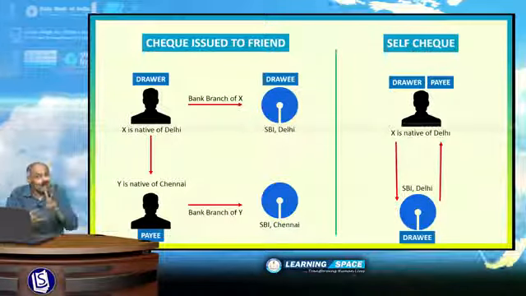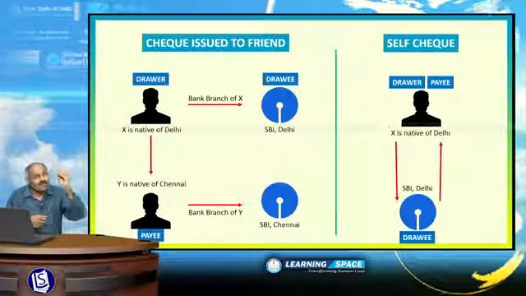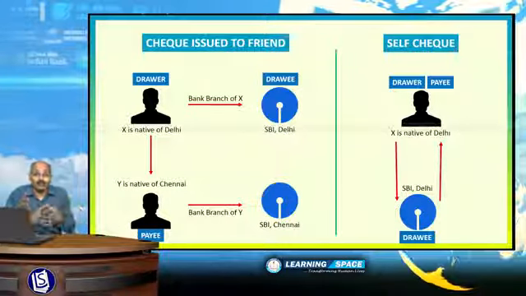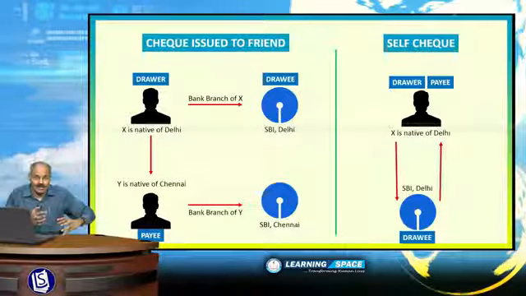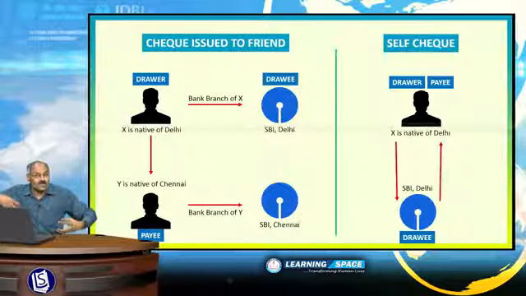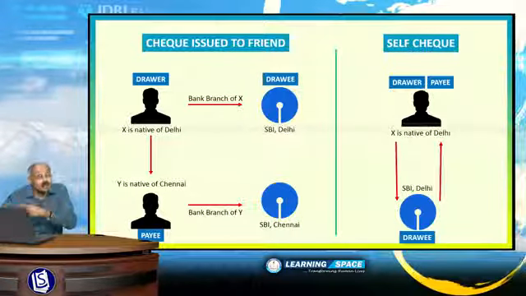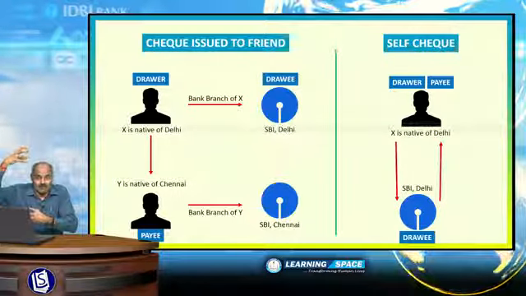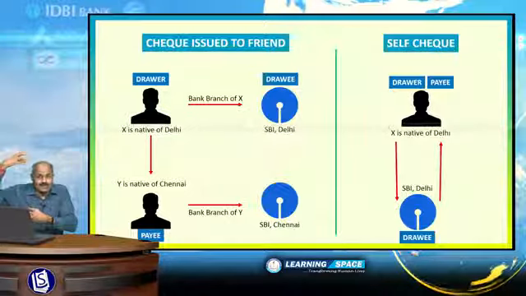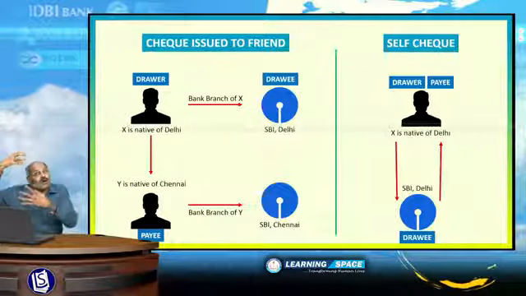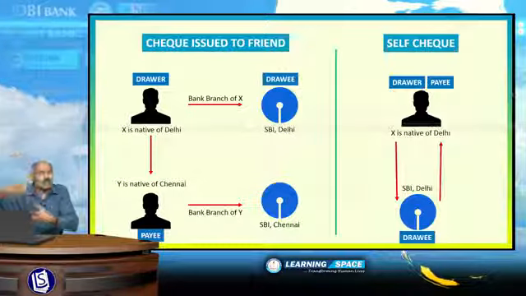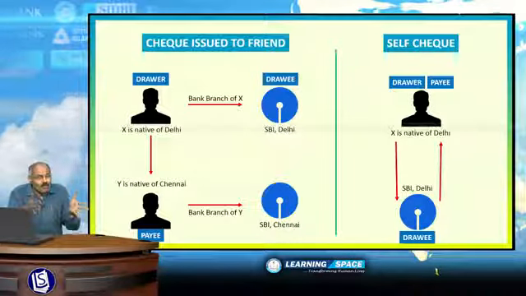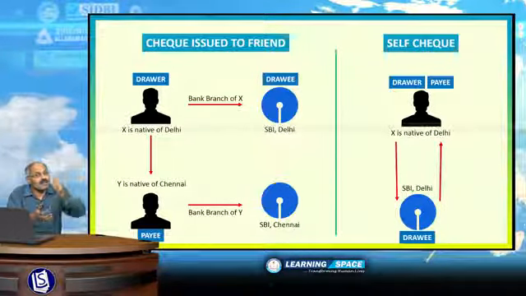So, three parties are involved when the check is issued to his friend: drawer, drawee and payee. The payee will present the check in the Chennai branch and the Chennai branch will make arrangements for cross-checking the details with the Delhi branch. After verifying the details written over the check with the Delhi branch, the payment will be made to Y at Chennai, right. And this is about the system when a check is given to a friend.